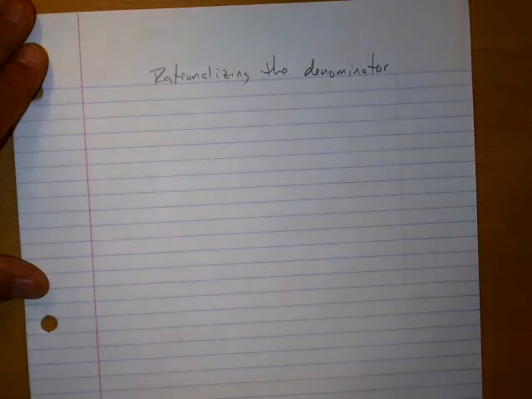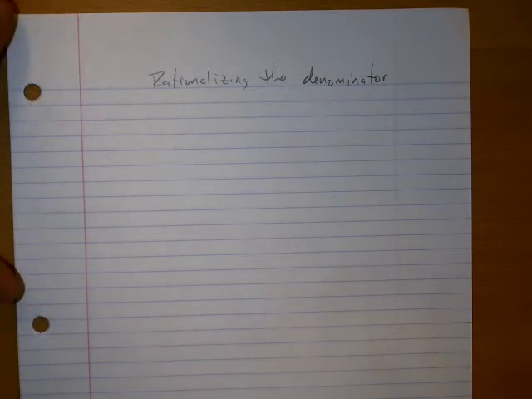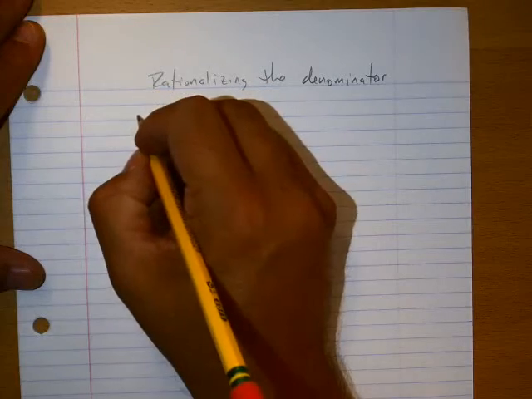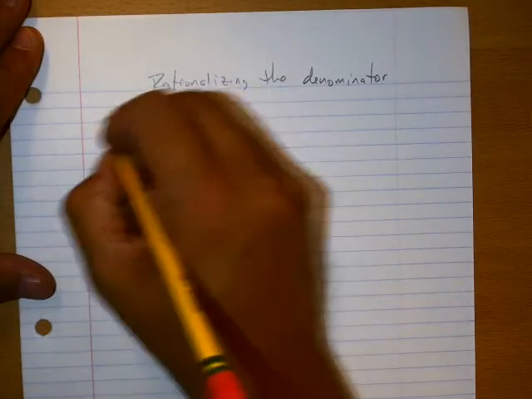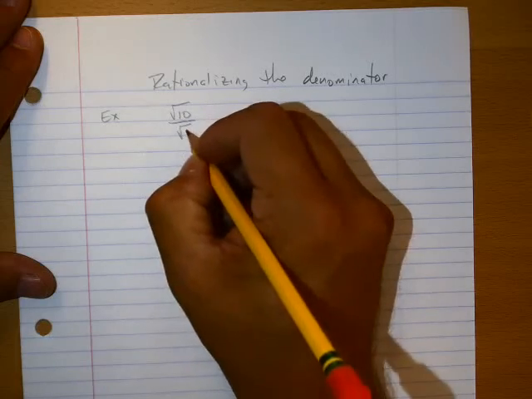Just like we're not allowed to have negative square roots in our simplified answers, we don't allow square roots in the denominator of our fractions. So imagine I have one that looks like this. Let me show you what that means. Example: radical 10 over radical 3.